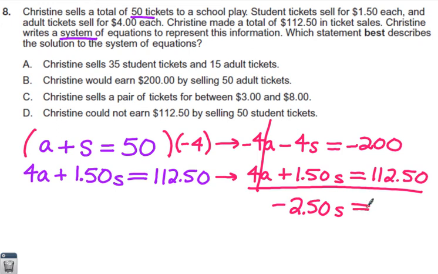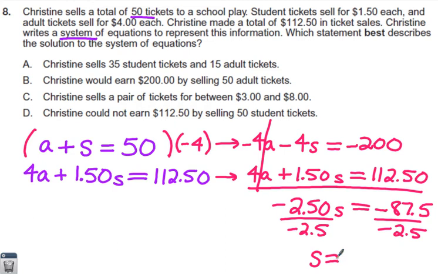You know what? If I hadn't caught myself there, I would have probably caught myself on this next step. So negative 200, okay, calculator this time. Negative 200 plus 112.5, that's going to be negative 87.5. And now I'm going to want to divide both sides by negative 2.5. Divided by negative 2.5, and so I get S equal to 35. So remember, S was the number of student tickets. So 35 of those tickets.